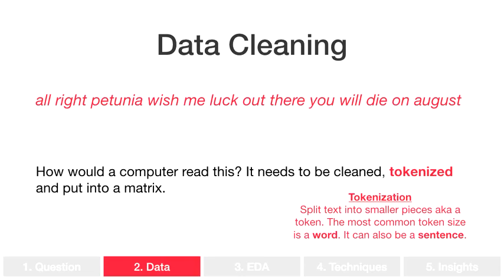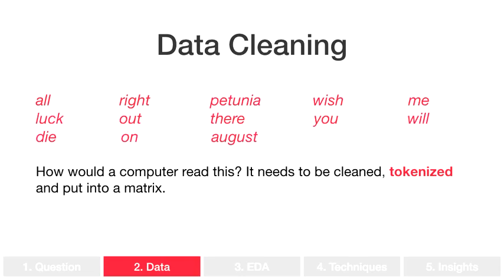So at this point, if we tokenize this sentence up here by word, it would look something like this. So now every word is its own item. Okay? So at this point, we've done some tokenization. And now every single item is its own word.